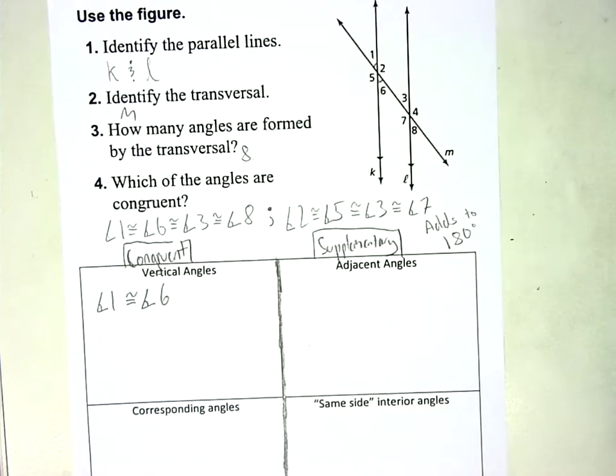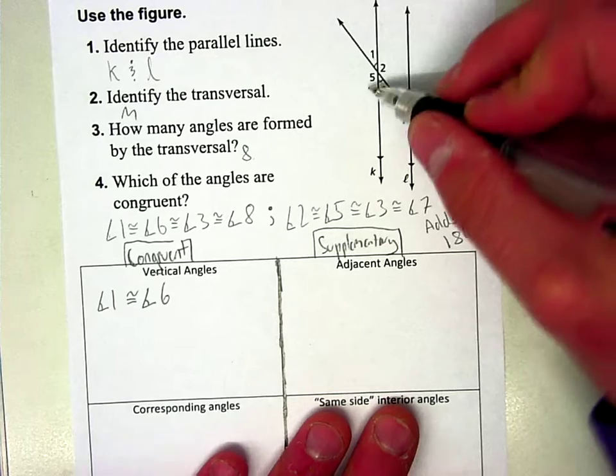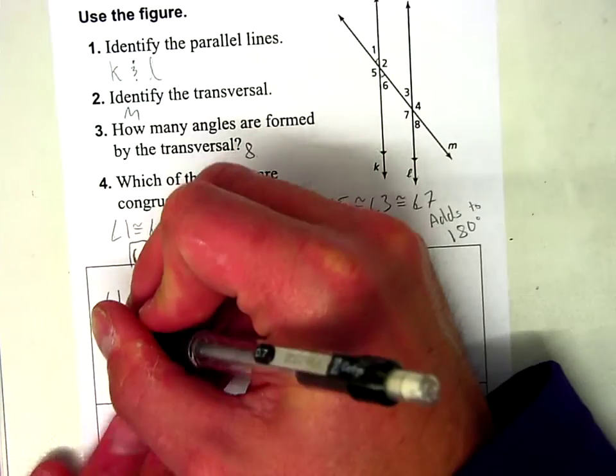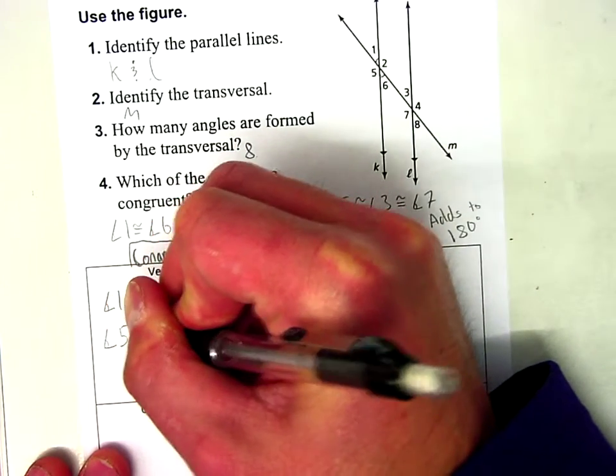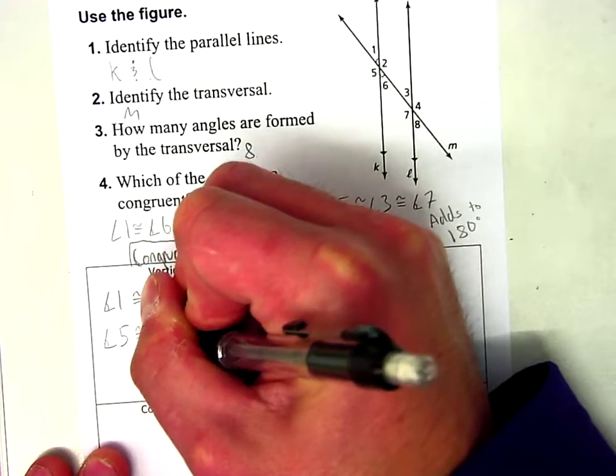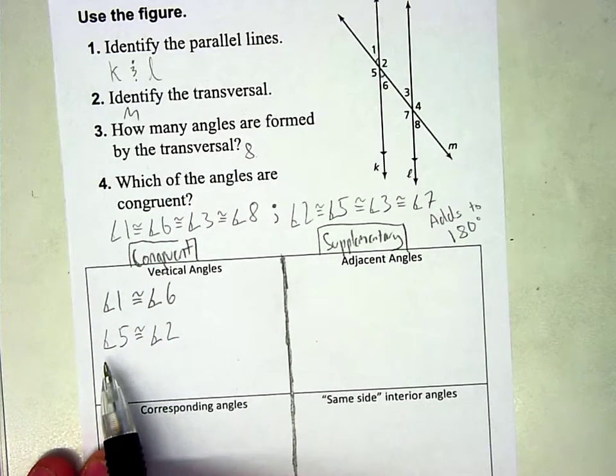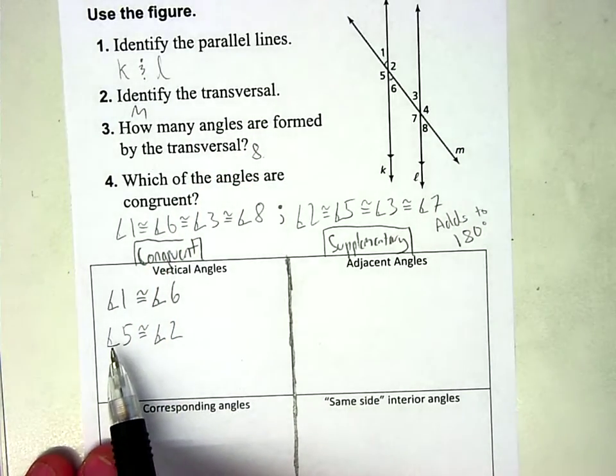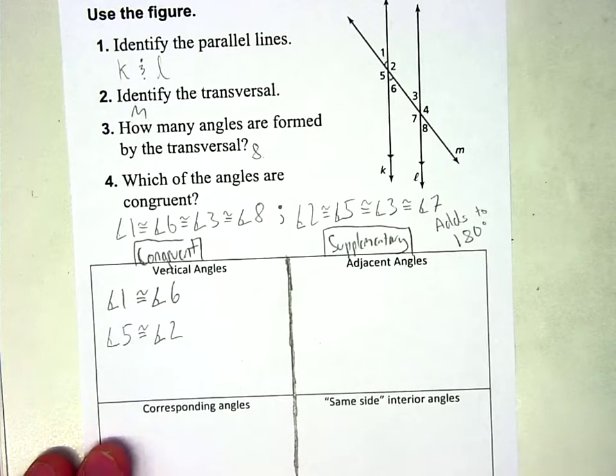Now I know what you're thinking. You're thinking, well, Mr. Bywater, aren't there several other sets of vertical angles? And to you I say, yes, there are. For example, does someone else want to give me an example? Anna? Anna says angle 5 and angle 2. I agree. That's another set. Let's write it down. Angle 5 is congruent to angle 2. And this funny looking L is just a way to denote that I'm talking about an angle.